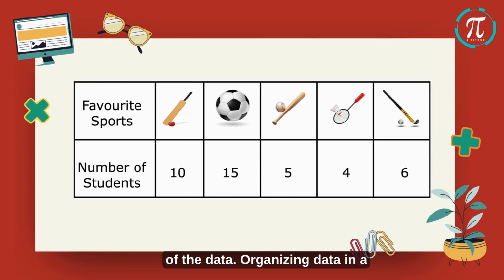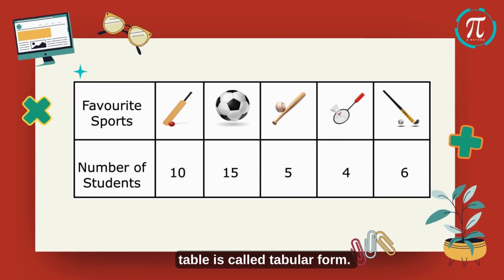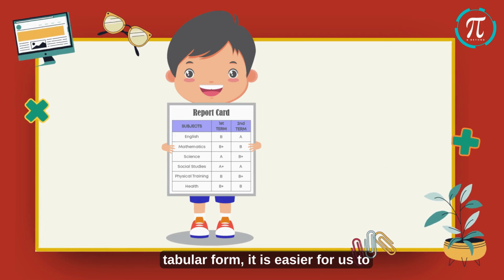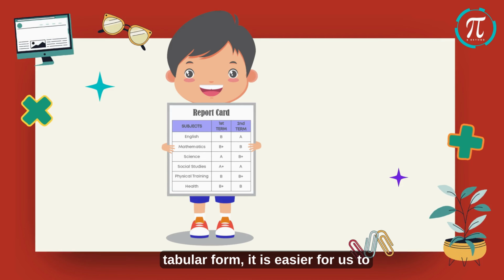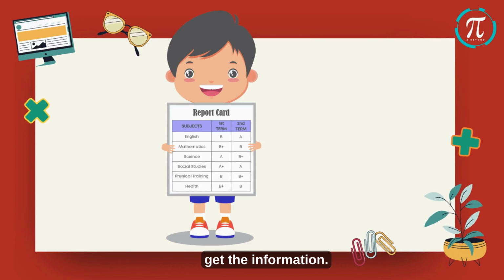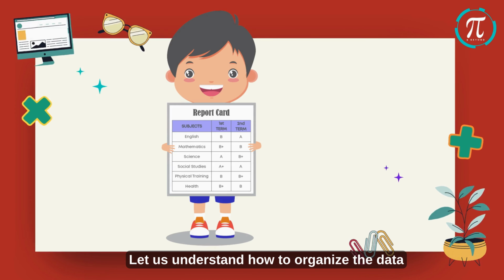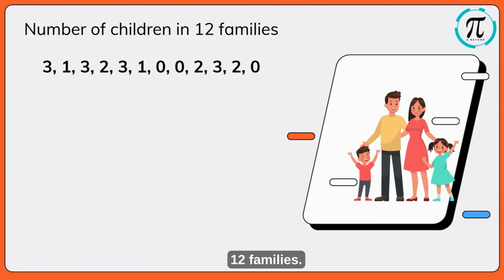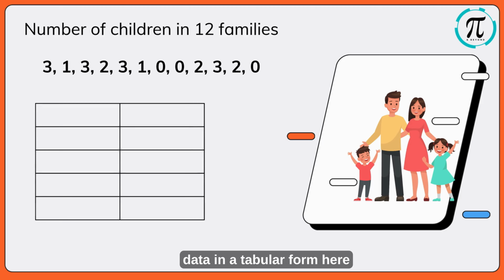Organizing data in a table is called tabular form. We see that when the report card is organized in the tabular form, it is easier for us to get the information. Let us understand how to organize the data. Given below is the data showing the number of children in 12 families. Let us organize this data in a tabular form.